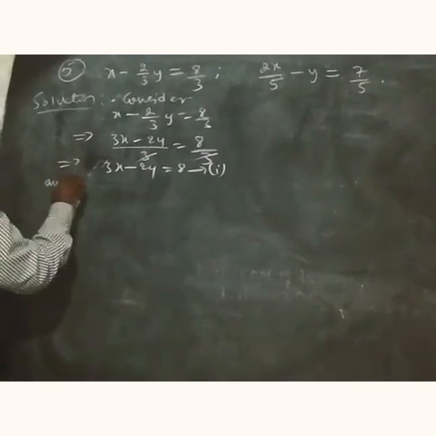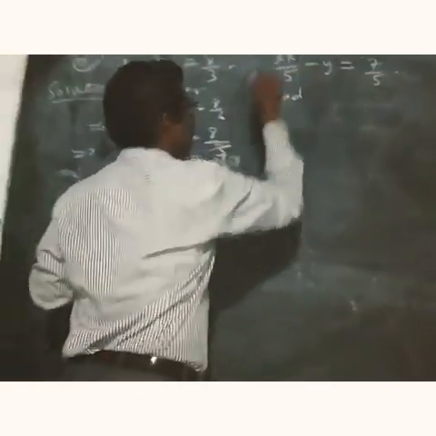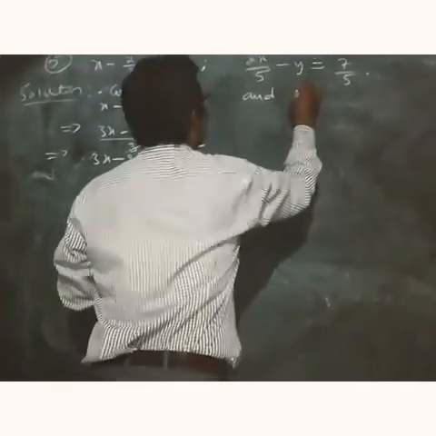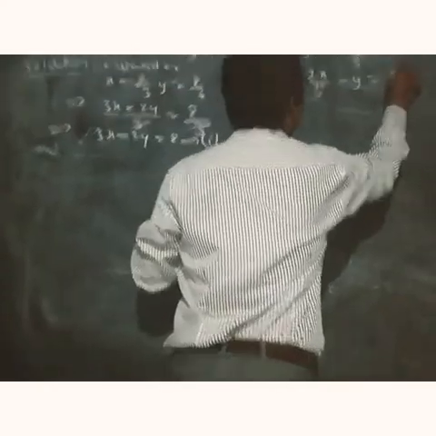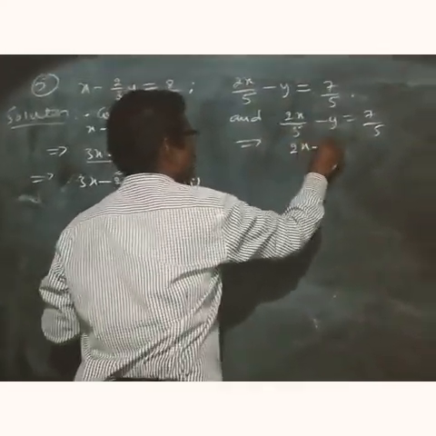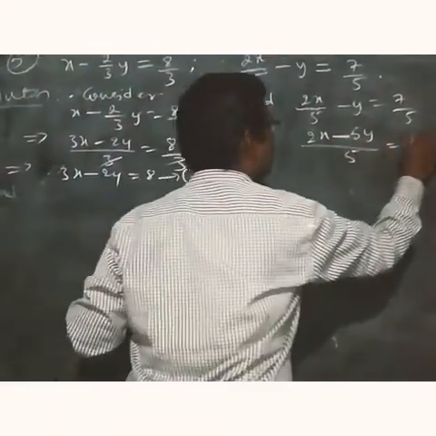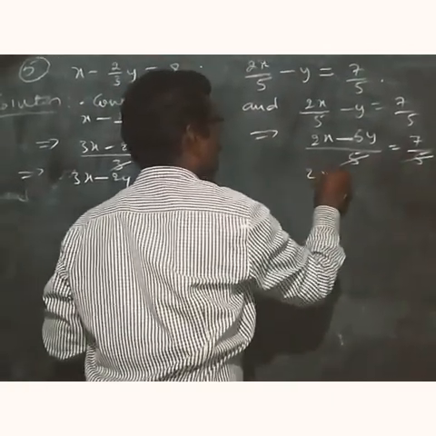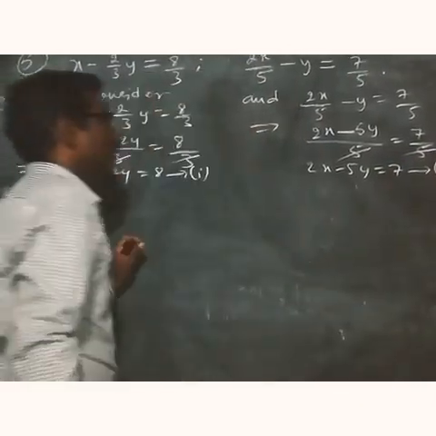And consider the second equation. Here I will write this equation also: 2x by 5 minus y is equal to 7 by 5. This implies 2x minus 5y divided by 5 is equal to 7 by 5. 5 will get cancelled. 2x minus 5y is equal to 7. Call it equation 2.